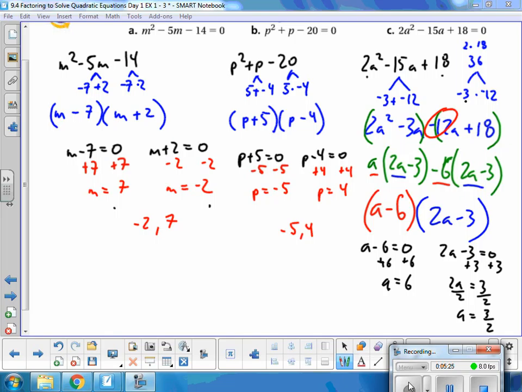So I ended up with a minus 6 times 2a minus 3, and I zeroed out both of those, and found that my solution is at 6 and 3 halves, and I would write that as 3 halves, not 3/4, 3 halves and 6, to do that in the best order.